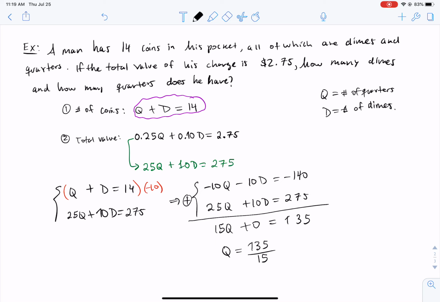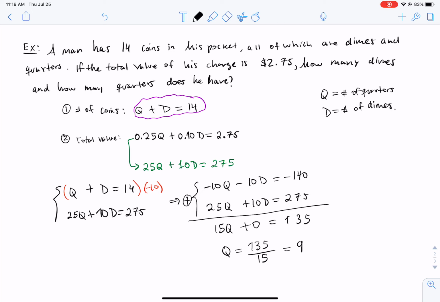And 15 better go into 135. Yeah, otherwise we would be in trouble, right? 15 times what gives 135? Times 9? If you put times 10, that's going to be 150, and there's 15 less than that, so it's 9, right? So this is 9.